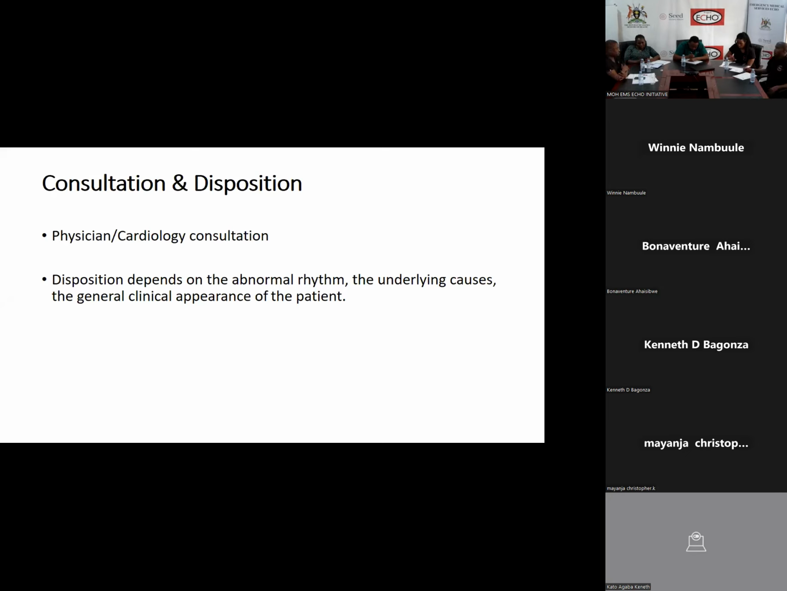And then of course, disposition will depend on a number of factors. Disposition is essentially where are we sending the patient after. So there are some arrhythmias, once you manage them, then you can send the patient home safely. There are arrhythmias, once you manage a patient, even after it has terminated, you need to admit them for monitoring as well as workup. So there are a number of factors.